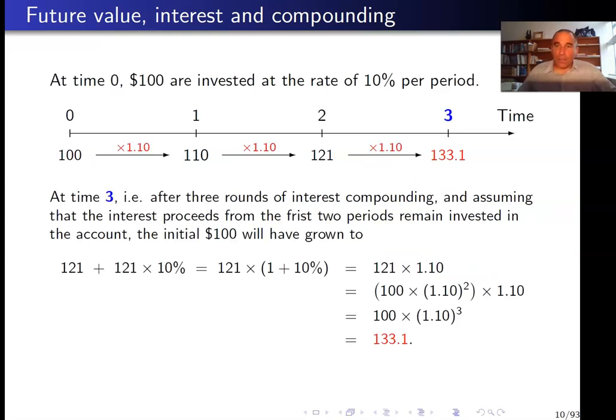If we look at what happens after 3 periods, the $121 that we have after 2 periods is multiplied by 1 plus the interest rate, and this gives $133.1. So at time 3, if $100 are invested over 3 periods at an interest rate of 10% per period, the account is worth $133.1 after 3 periods.